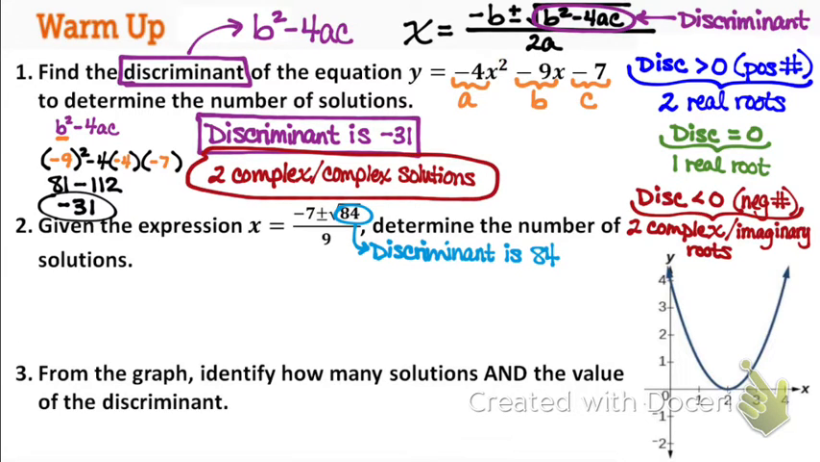So if my discriminant is 84, is that positive, negative, or exactly 0? Positive. I have a positive number underneath my radical. What will that mean about my solutions? Two solutions. What kind are they? Are they real or imaginary? Real. Two real solutions.